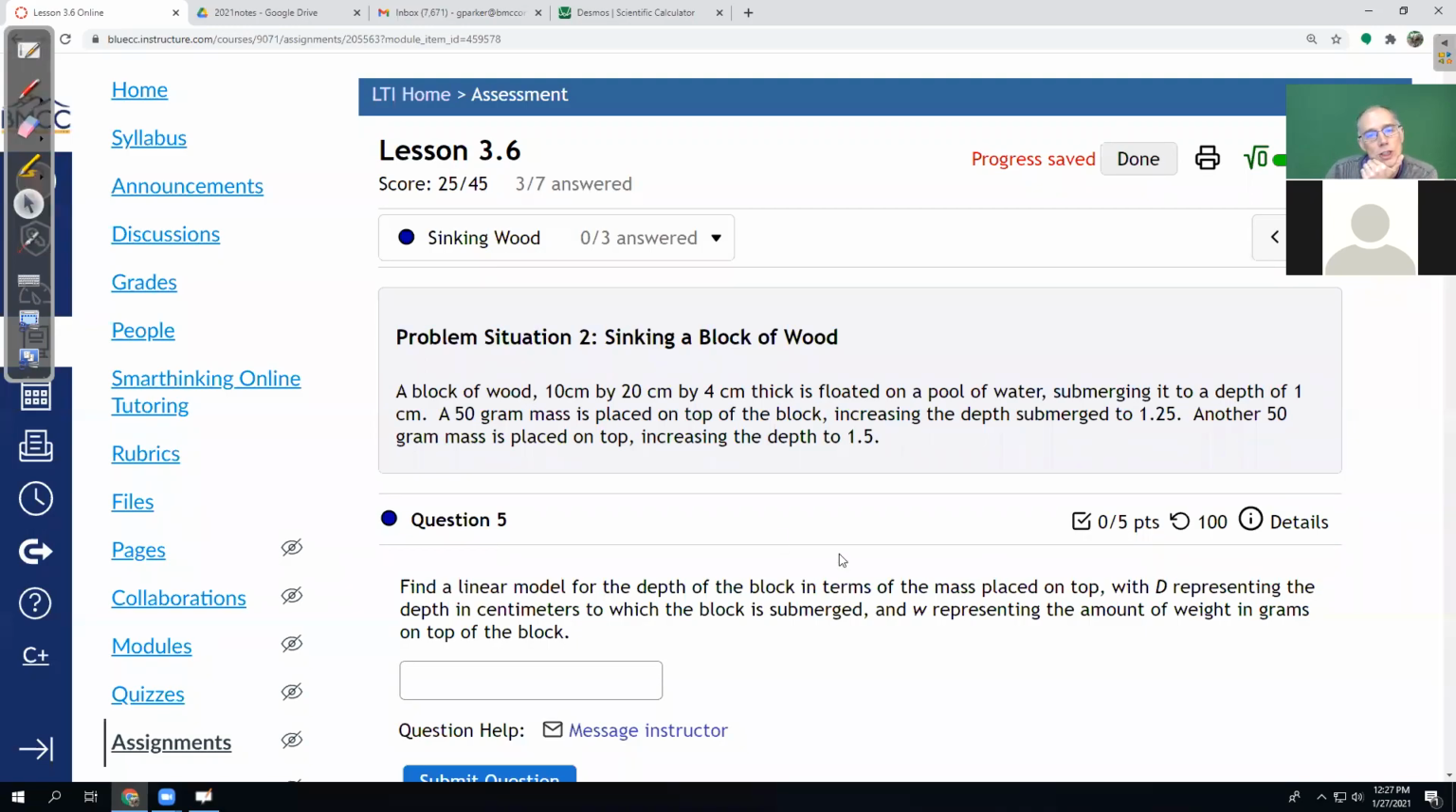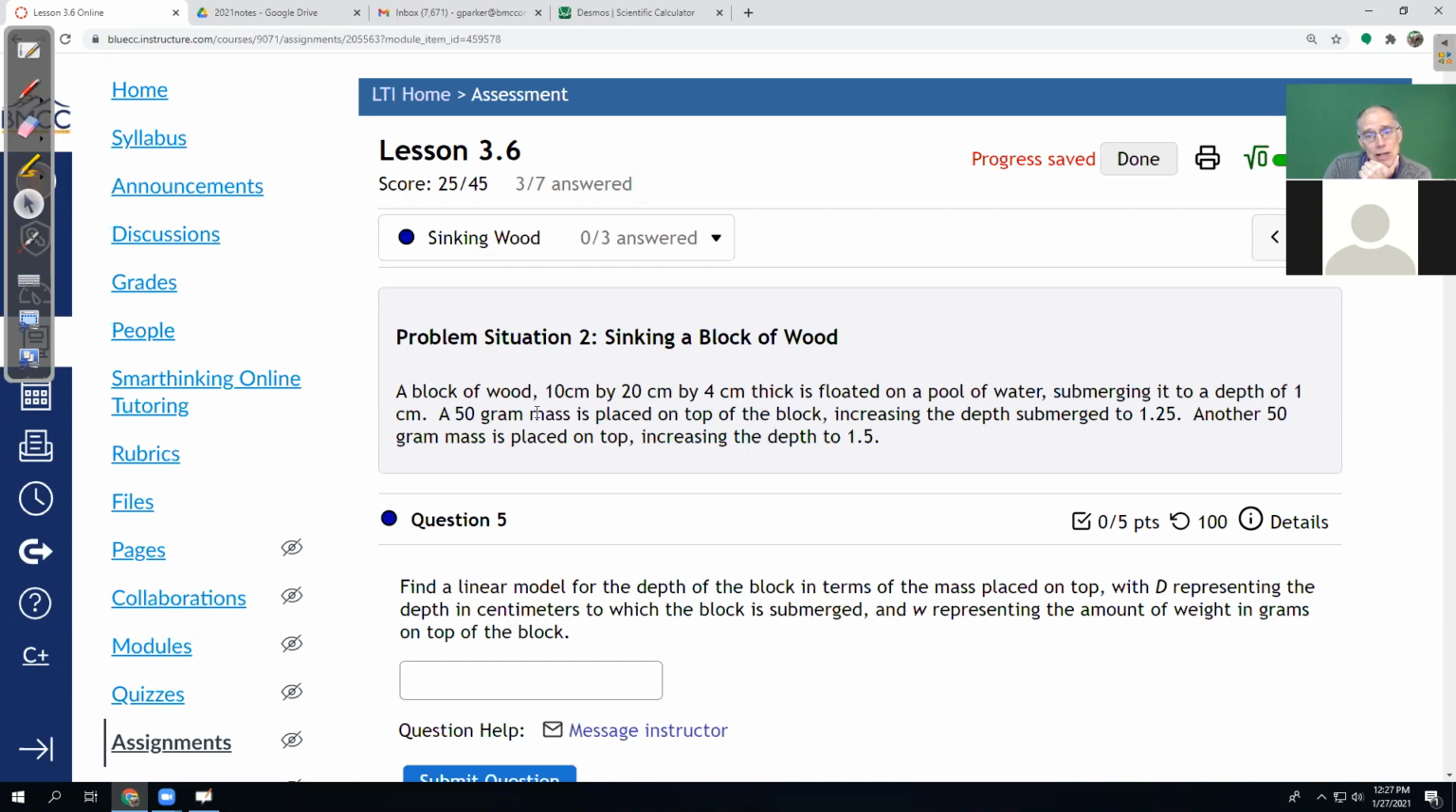So we've got a block of wood that measures 10 centimeters by 20 centimeters by 4 centimeters. I'm going to attempt to draw that in a sec. It's floated on a pool of water, and it's submerged to a depth of 1 centimeter, right? When you throw things in water, sometimes they sink, sometimes they float. When they float, usually part of it's underwater and part of it's above water. So they're giving us that scenario.